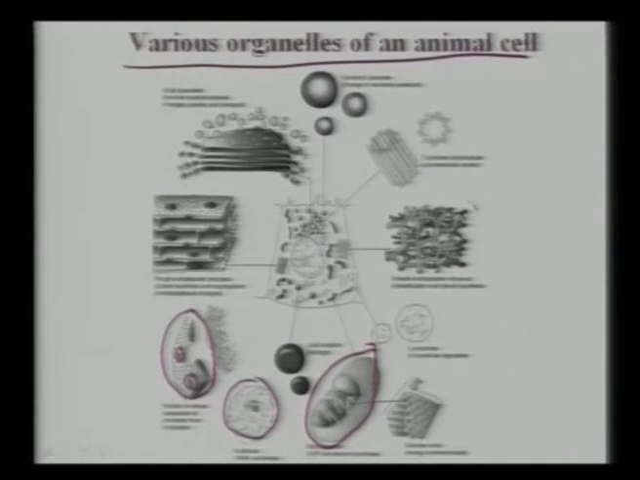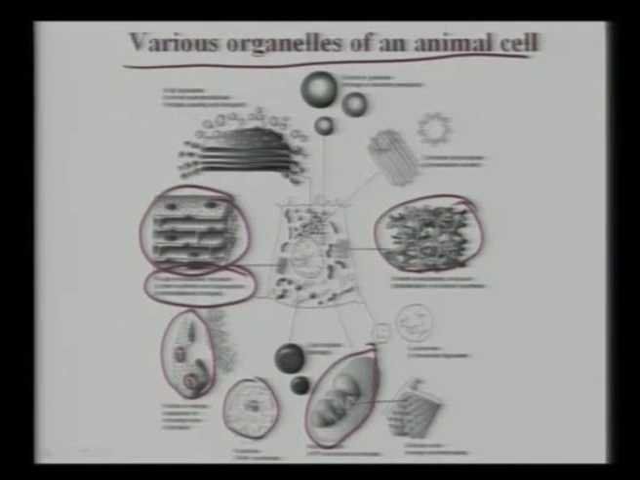You have the smooth endoplasmic reticulum. It has a very complex type of structure. And you have the rough endoplasmic reticulum, which does not have a very smooth surface. It is more of a rough surface here.